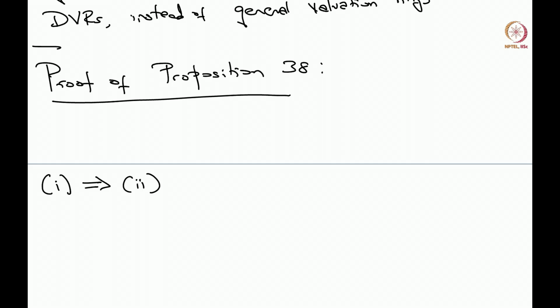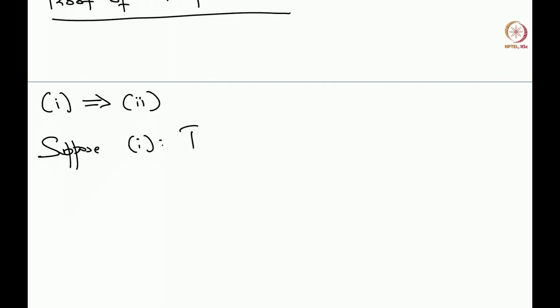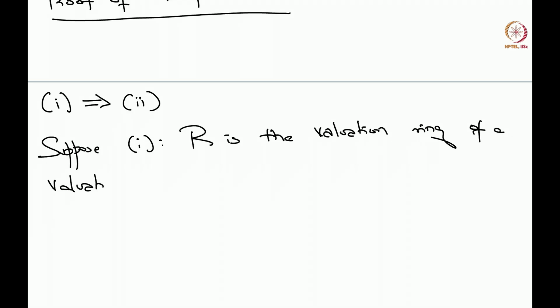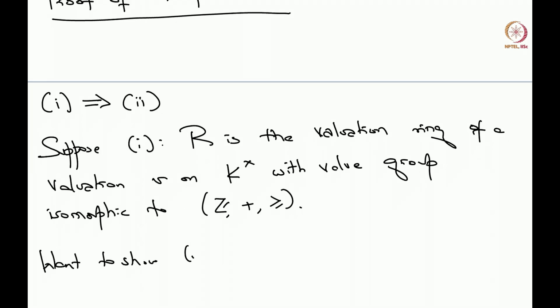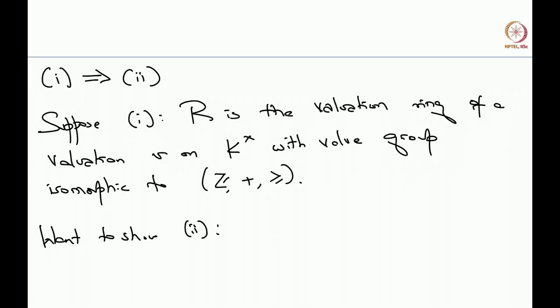And what's the first statement? We suppose condition 1, which is that R is the valuation ring of a valuation V on K cross with value group isomorphic to Z. And what do we want to show? We want to show that R is a Noetherian valuation ring.